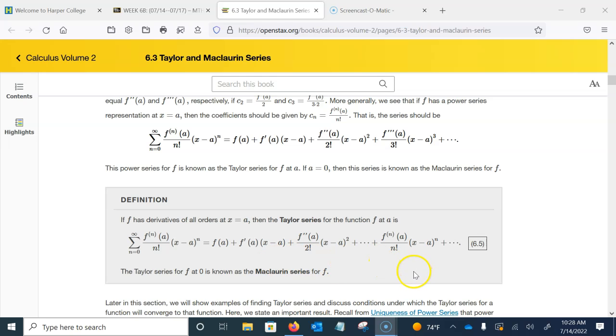If you expand about x equals 0, that's a special version of the Taylor series. That's called the Maclaurin series. Okay, let's do some examples finding Taylor series and Maclaurin series next.